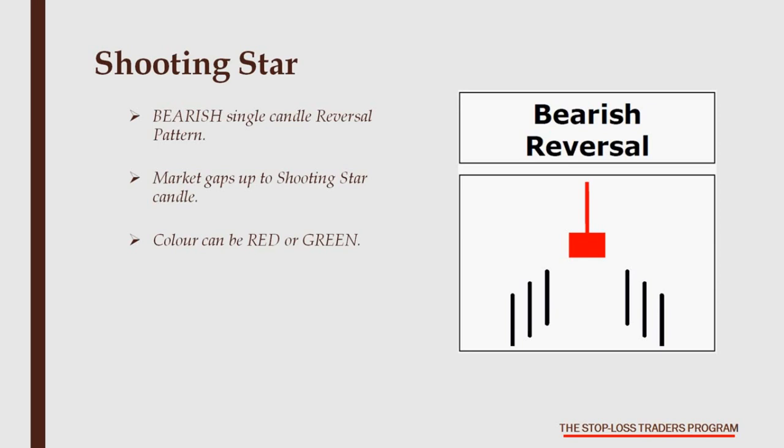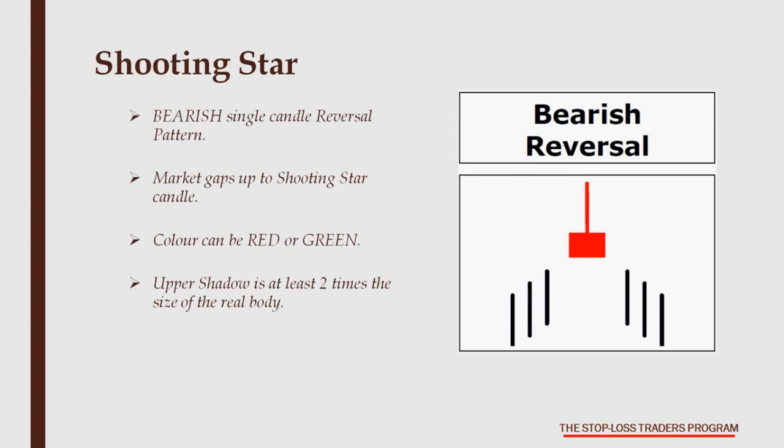And color can be either red or green. It doesn't matter. But if the color is red, then that is more bearish than when the color is green. Only thing that matters is that the upper shadow should be at least 2 times the size of the real body, and there shouldn't be any significant lower shadow. Lower shadow should not be there. Significantly, it should not be there.